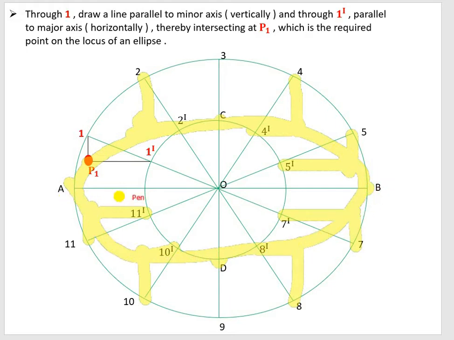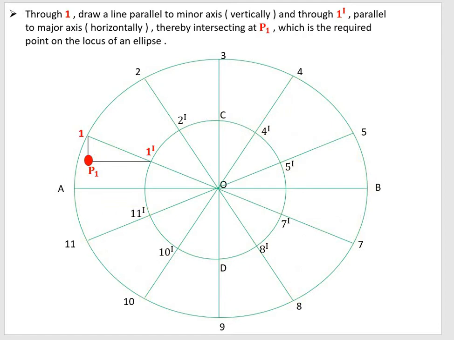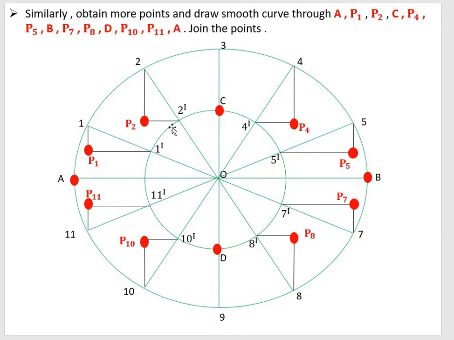You're confused? Let us see the next page, then you will not be confused. Just see, from 1 I have dropped one vertical, from 1 dash I have drawn a horizontal. So you see the next point. From 2 I have drawn one vertical, from 2 dash one horizontal, I get P2. C will be same, don't change C. From 4 drop one vertical, from 4 dash horizontal. From 5 drop one vertical, from 5 dash draw one horizontal, I get P5. B keeps same as it is.